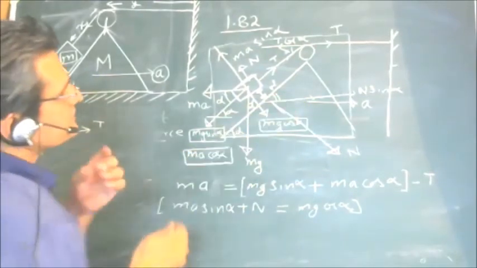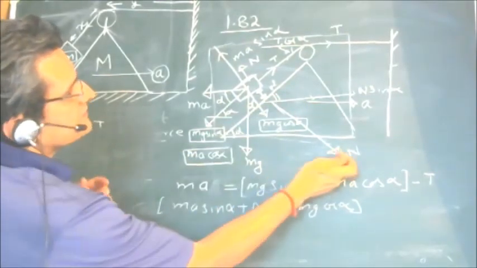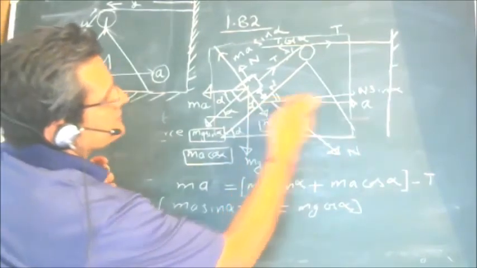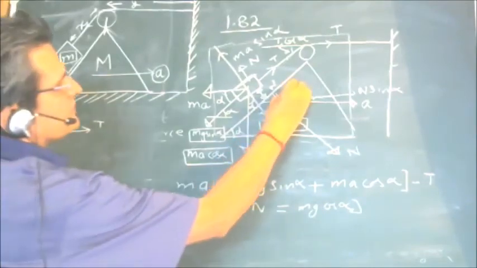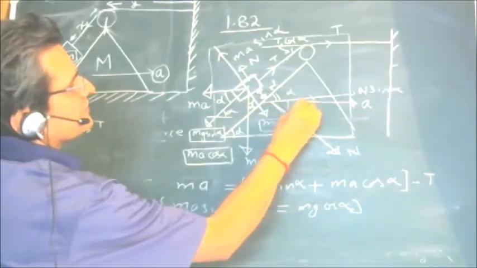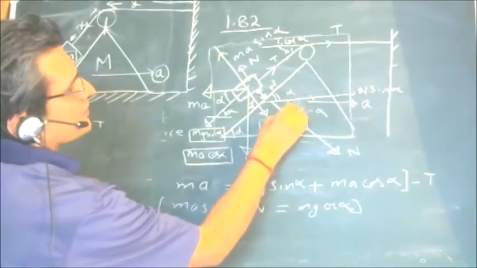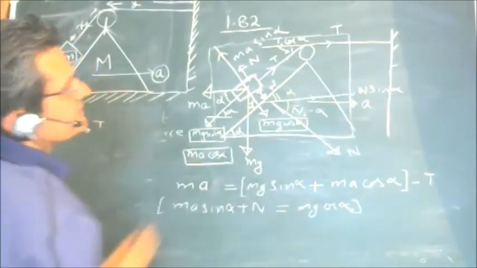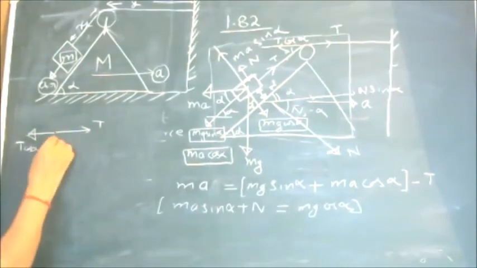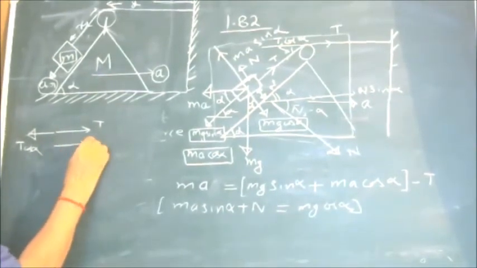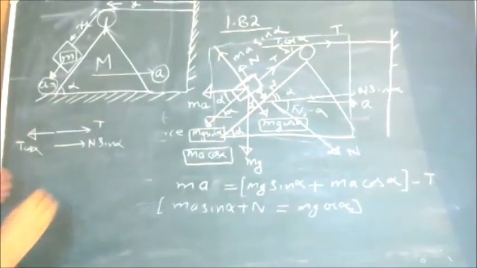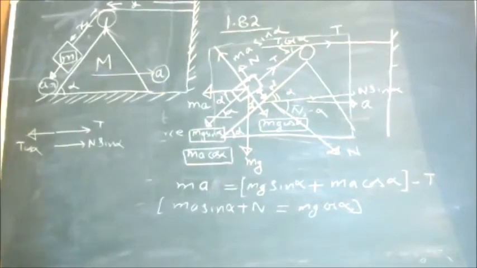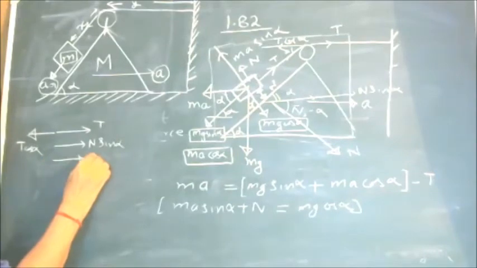What is the other force which is acting on the wedge? This is N, and in this direction it is N sine alpha, because this angle is alpha, this is pi by 2 minus alpha, so N cos pi by 2 minus alpha is equal to N sine alpha. The other force which is acting on the block is N sine alpha. Due to these forces, this wedge is moving with an acceleration A. So A is the acceleration in this direction.